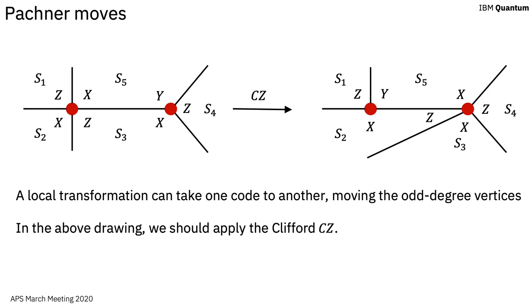Okay, finally, I want to point out that there's a generalized form of Pachner move. Again, we can just think about degree 3 and 4. What we really want to do is be able to move around the odd degree vertices, these degree 3 vertices. Because if we can move those around, then we could swap them. And this corresponds to swapping Pauli logical operators. That is, we've done a logical Clifford. So if we can move these odd degree vertices around, then we can do some logical Cliffords. So here, for instance, we have a degree 4 and a degree 3 vertex. And if we want to swap those degrees, we can do a control Z gate on the 2 qubits here. Right, so the upshot is that a local transformation can take one code to another code that's only distinct locally.